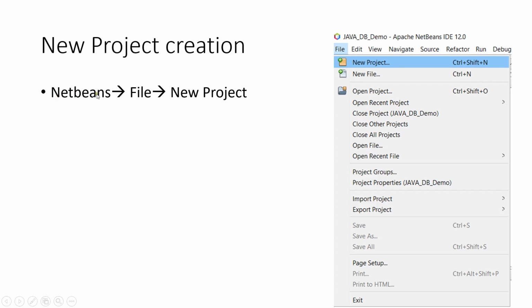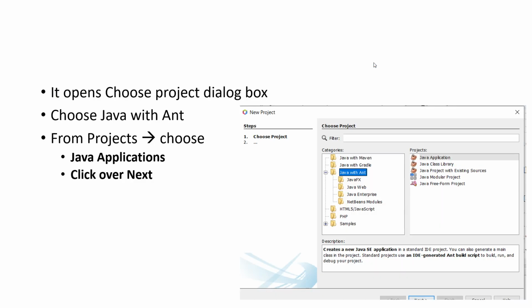I have to start NetBeans, go to the file menu, then choose new project. Once that is selected, the new project window will appear. These are the different categories available. We can develop a project on Maven, Gradle, Ant, like that. I'm going to choose Java with Ant. This is the ordinary project. Here Java projects are called Java application. I'm going to choose Java application.